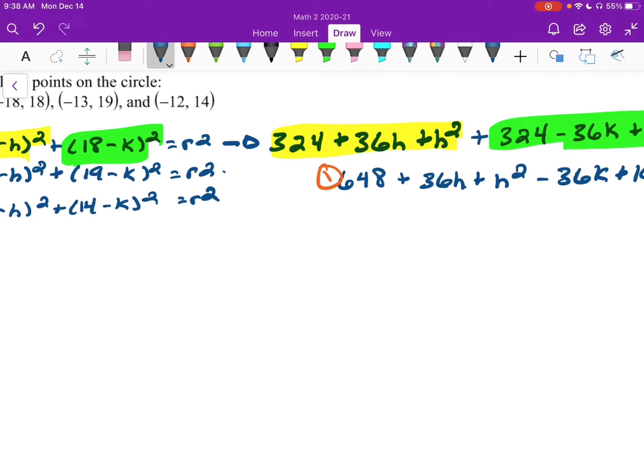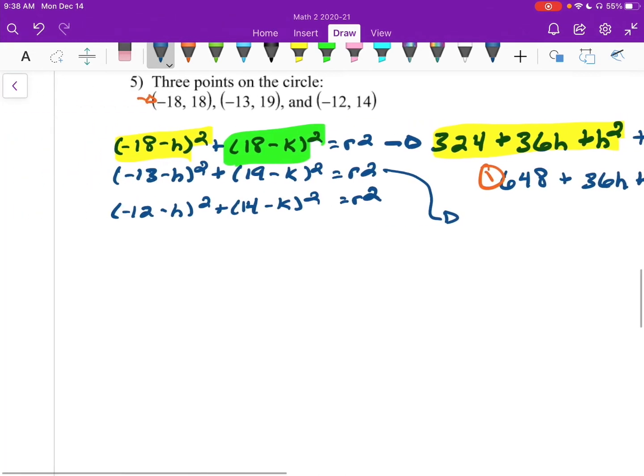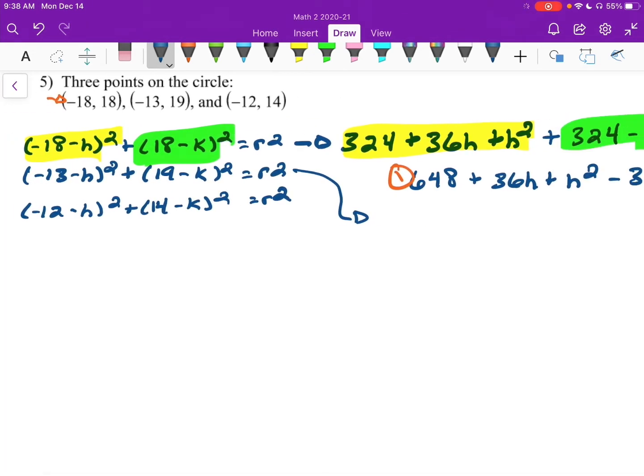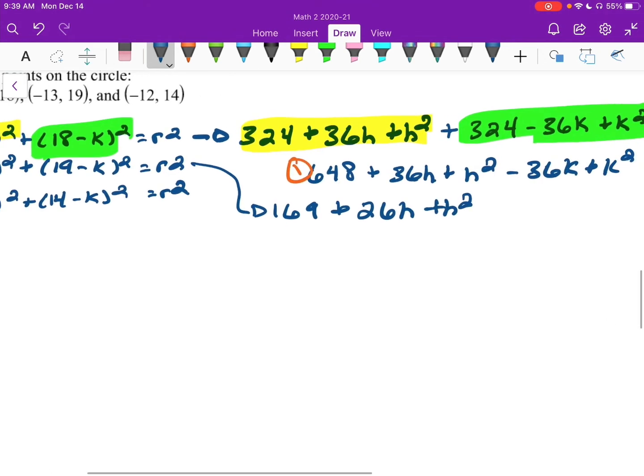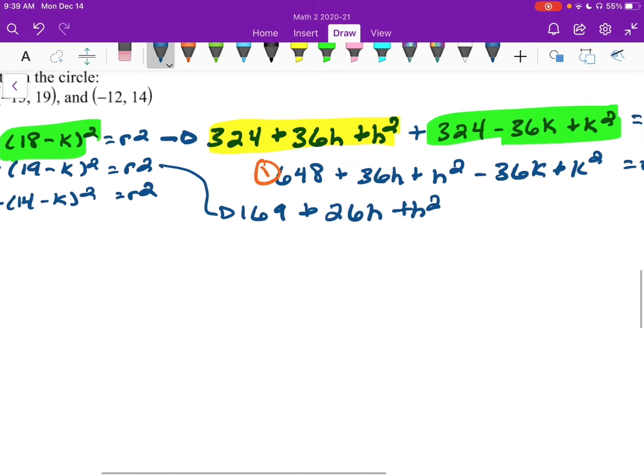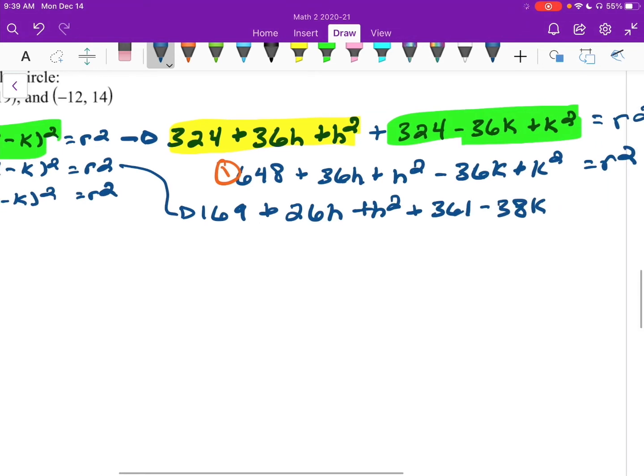All right, number 2, I'll pull it down here, and I'm going to distribute it out. So 13 squared, or I guess it's negative 13 squared, is 169. And then I'm going to have plus 26h plus h squared. The second piece, I have 19 squared, which will give me 361. Then I'm going to have minus 19 times 2, which is 38k, plus k squared equals r squared.